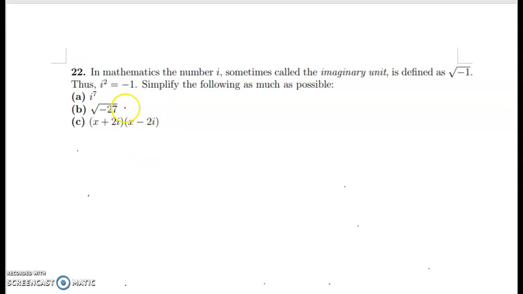Hello guys, here we're gonna learn how to do imaginary numbers. So the problem explains to us that i squared equals -1. So what is i to the 7th?